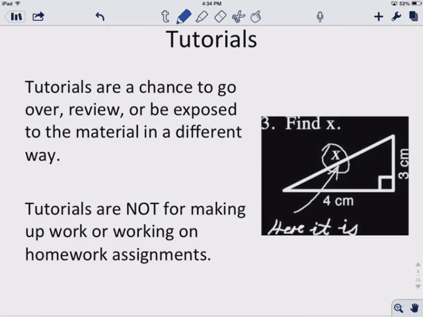Tutorials are not for just making up work and working on homework assignments. So we want to spend tutorial time actually going over the information. We will have times built into the day, and we will have time set aside for homework help specifically. But mainly we want to focus our tutorials on being exposed to that material in different ways so that we can understand it.